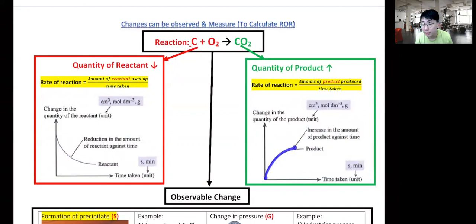But do you see the curve? It's curving. In the beginning here it is very steep, but eventually it turns out to be less steep and eventually becomes a straight line. Why? Because this shows that your reaction is very fast in the first few minutes, then your reaction slowly gets slower.